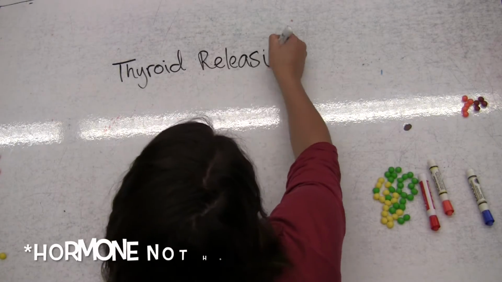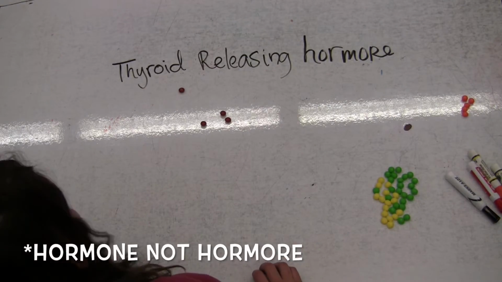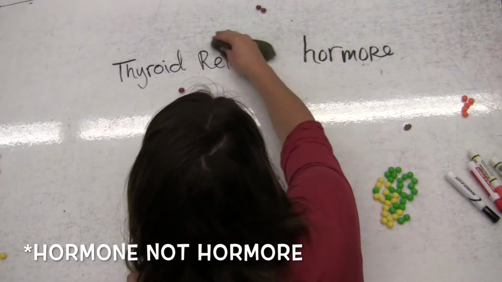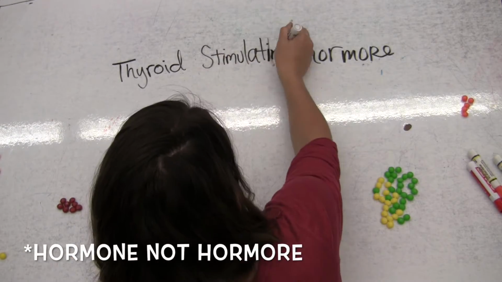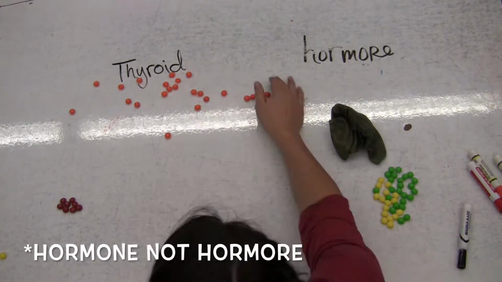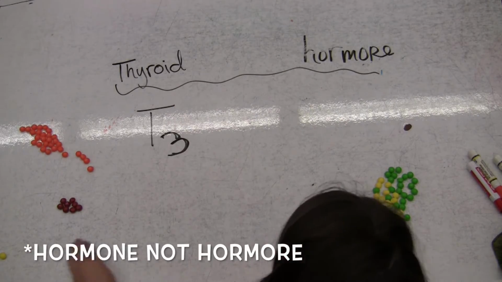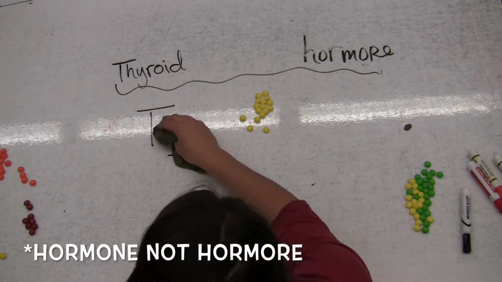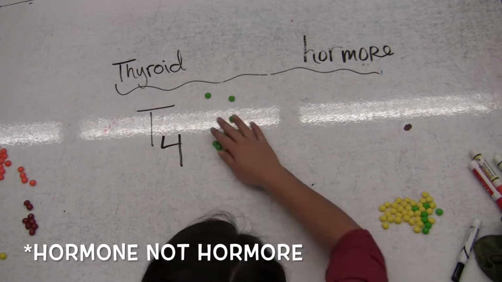In this video, we'll be using Skittles to represent different hormones. Thyroid-releasing hormones will be the red Skittles. Thyroid-stimulating hormone will be the orange Skittles. And then lastly, our thyroid hormones will be represented in two colors. T3 will be the yellow Skittles, and T4 will be the green Skittles.